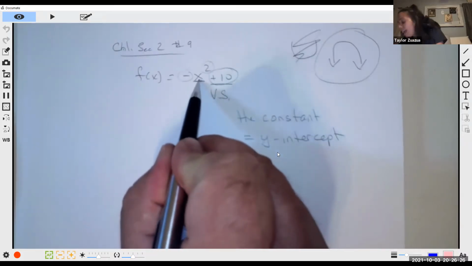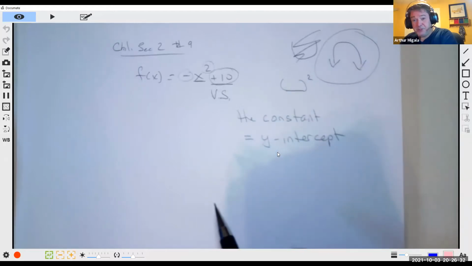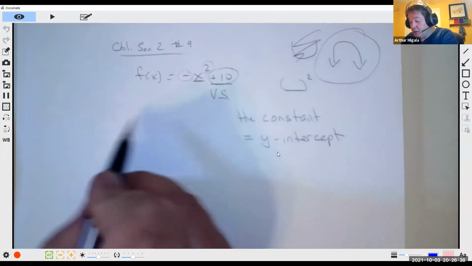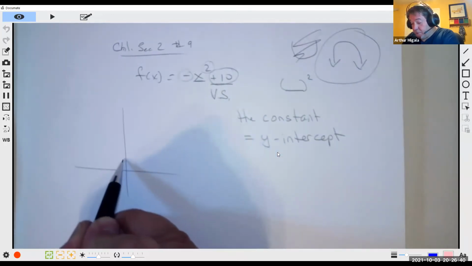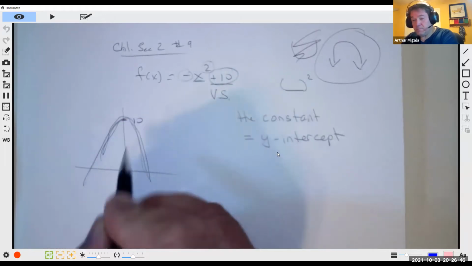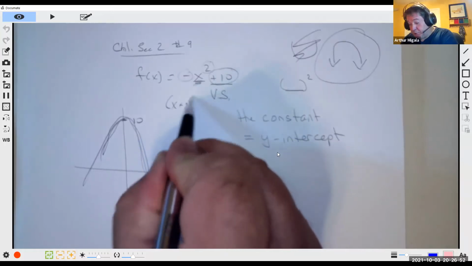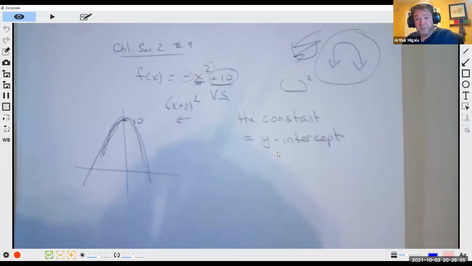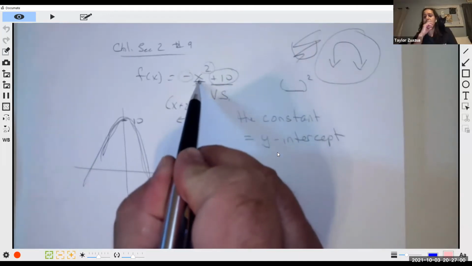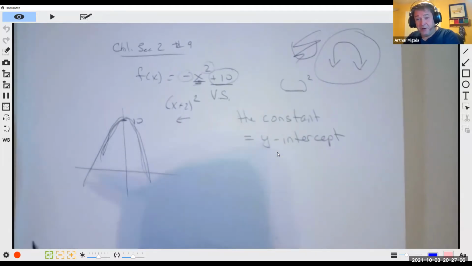Since there's no horizontal shift, remember horizontal shifts happen inside the parentheses of the function. Since it's just x squared, there's no x plus or minus squared. We know that the graph will look something like this. If it was x plus 2 squared, it would move 2 to the left. It'd be -2. But since it's just a regular x, by itself, it's a 0. So it doesn't move left or right anywhere.